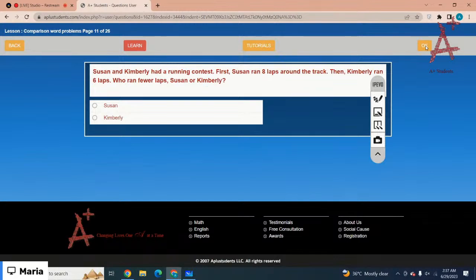Susan and Kimberly had a running contest. First, Susan ran 8 laps around the track. Then Kimberly ran 6 laps. Who ran fewer laps, Susan or Kimberly? Which is the correct option?